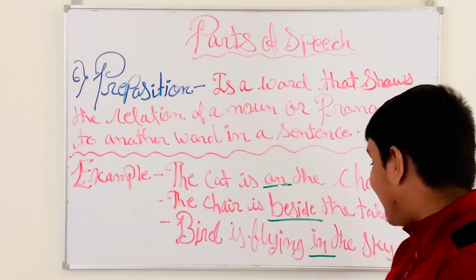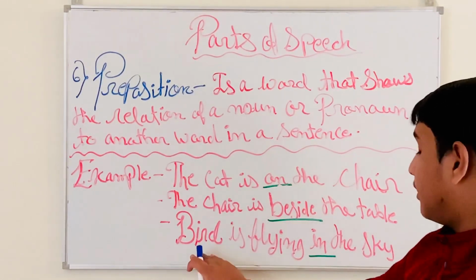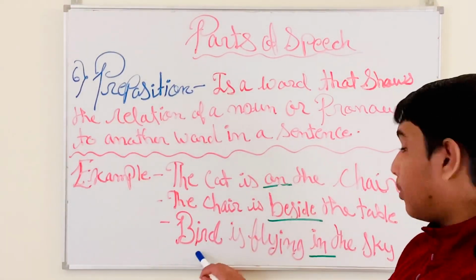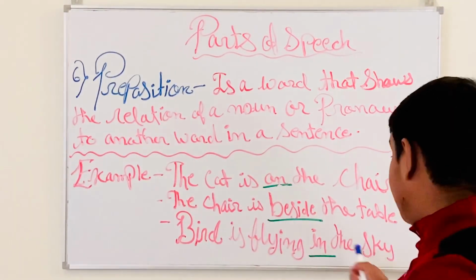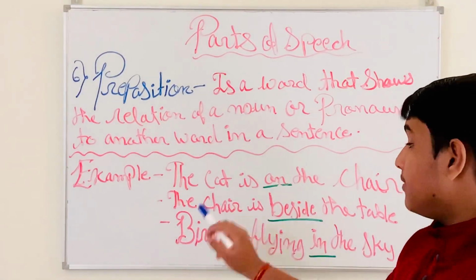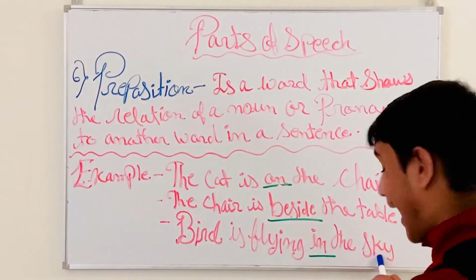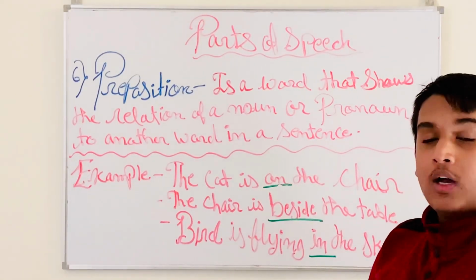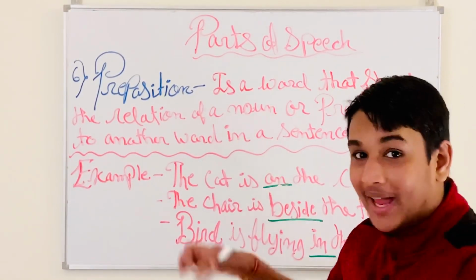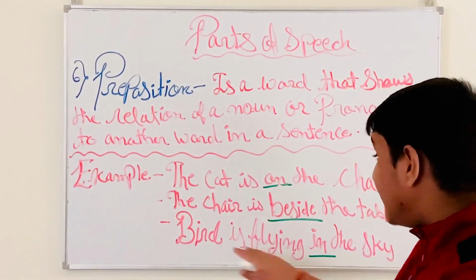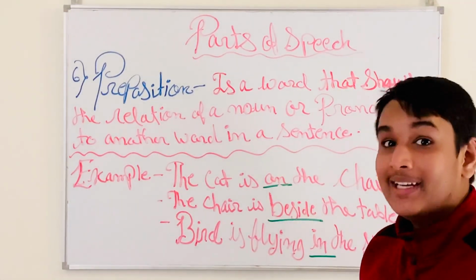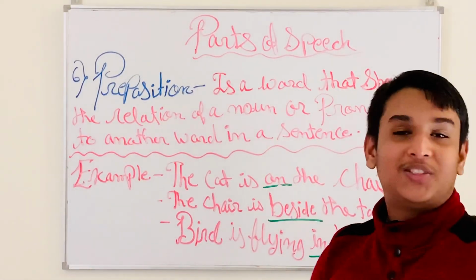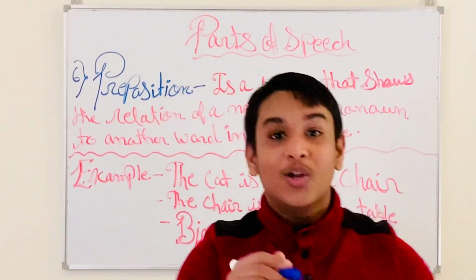Let's look at the third example. The bird is flying in the sky. Flying is a verb, bird is a noun, and in the sky shows the relation between the bird and the sky. What is the bird doing? It is flying, right? And it's showing where the bird is flying. In the sky. The word in is also a preposition. Now we learned what is preposition.